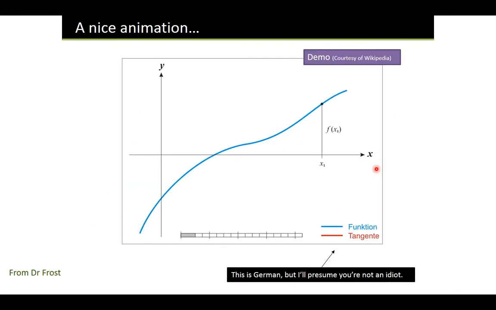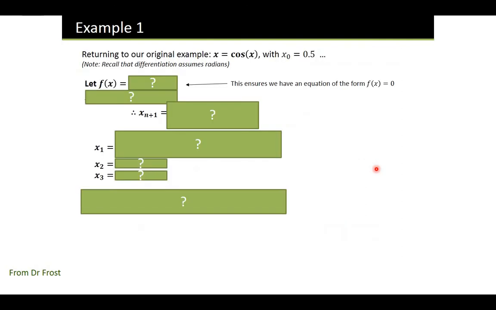Have a look at this animation. So there's our first guess, tangent, second guess. Tangent, where it cuts the x-axis, third guess. Tangent, where it cuts the x-axis, fourth guess. And here we're getting really close for that fifth guess. I think there's a pretty good animation there to see how that works.